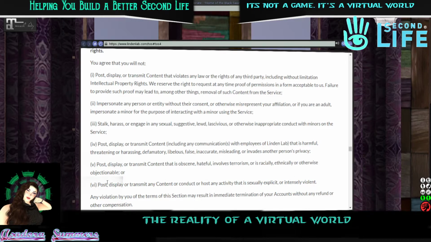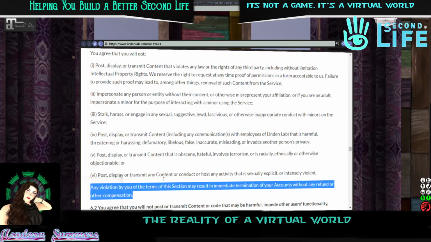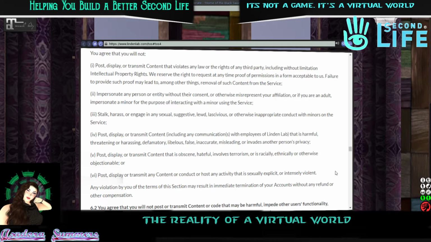So again, this is one of those that is under the best judgment, common sense type of thing. Like, you're not going to host any activity that involves sexually explicit or intensely violent things on a G rated sim. That is against the TOS. Moving on. Any violation by you of these terms in this section may result in immediate termination of your accounts without any refund or other compensation. Remember, you are not entitled to a refund or compensation at any time for whatever reason from Linden Lab. We covered that in the previous video.